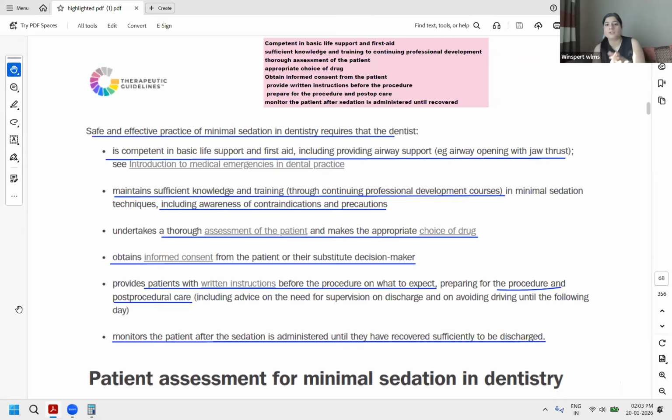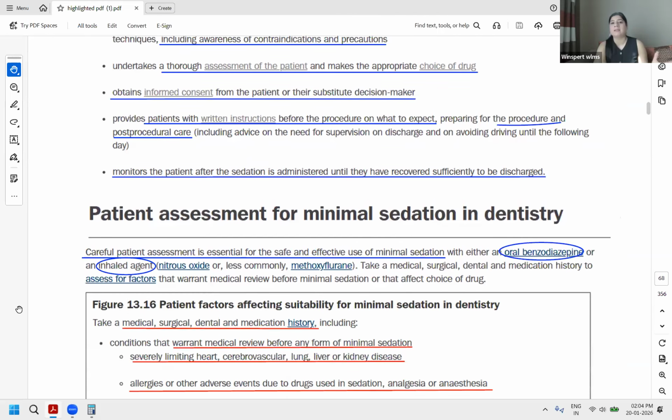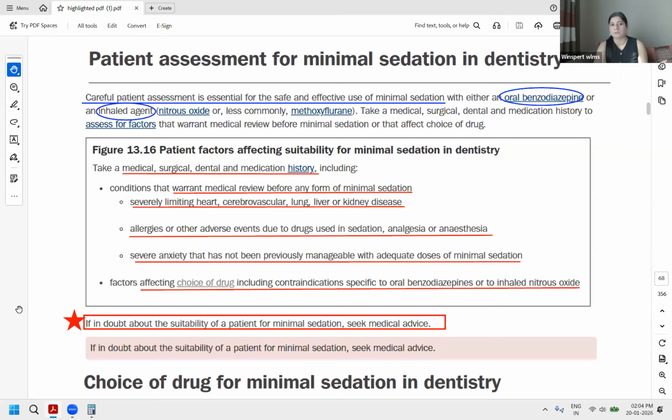Obtain consent from the patient or their substitute decision maker, whoever is responsible. Then provide written instructions to the patient and their carers before the procedure. It should be obtained a day before the procedure. Then you prepare for the procedure and post-op care. After you have administered the agent, you will monitor the patient until the full effects of the sedation have recovered. This is your monitoring. These are the things that you must take care of to prevent any adverse effects or adverse outcomes.